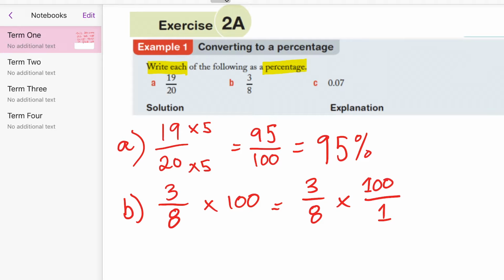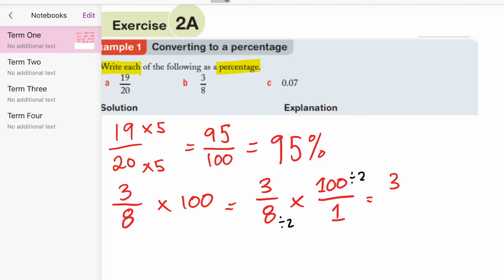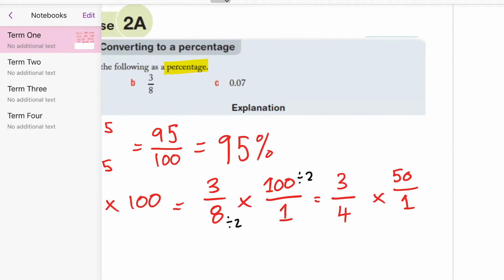But before I start that process, what might be easier is to simplify, cross-simplify wherever I can, just to make those numbers a little bit smaller. I know if I divide 8 by 2 and 100 by 2, I'm going to make these numbers a little bit smaller. Now you could go to the next step, but I'm just going to do this a little bit slowly. 8 divided by 2 gets me 4. 100 divided by 2 gets me 50. And 3 and the 1 just stay as it is.